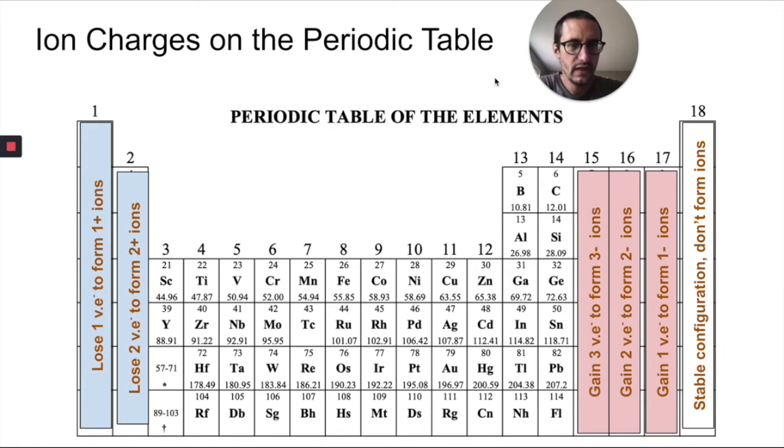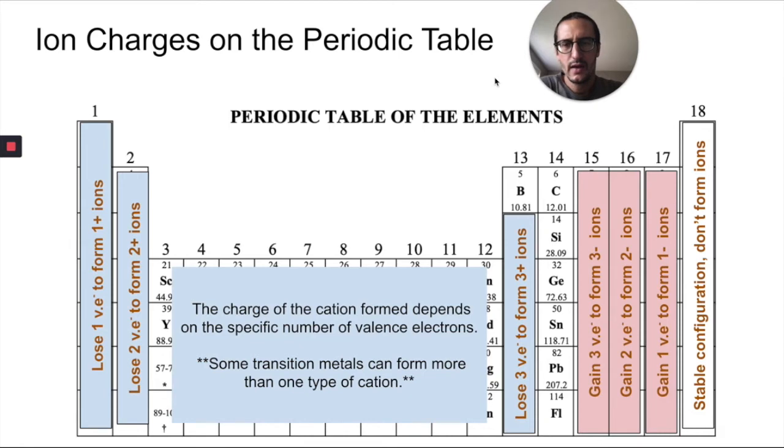The group 15 would form negative 3 ions. This group 13, aluminum on down, would form plus 3 ions because they have 3 valence electrons. They're going to lose those 3 valence electrons to form plus 3 ions. And the transition metals, the charge really depends on the specific number of valence electrons. And some transition metals can even form more than one type of cation. More on that when we get to naming.